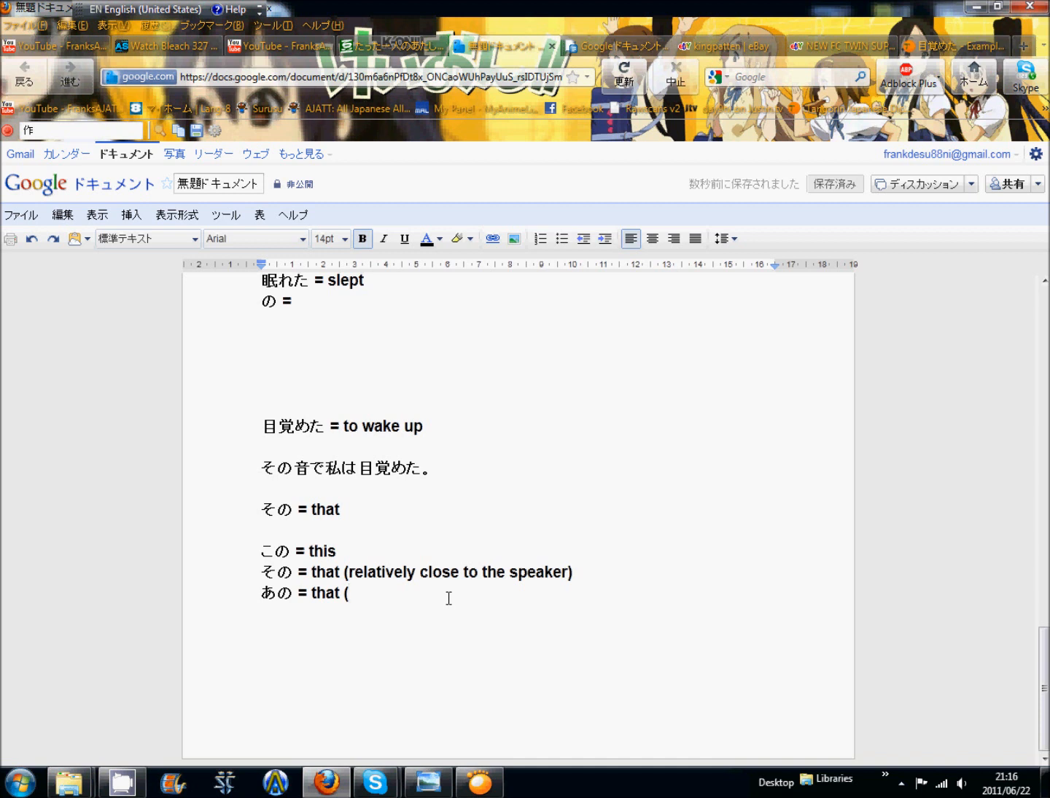Ano can be something that's really far away, whether visible or mentally in the distance. For instance, I don't need to give an example, that makes sense, right? Something that's significantly distant, either visible or mentally so. Alright.